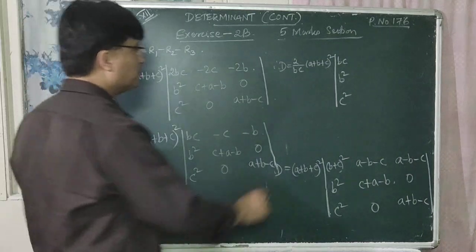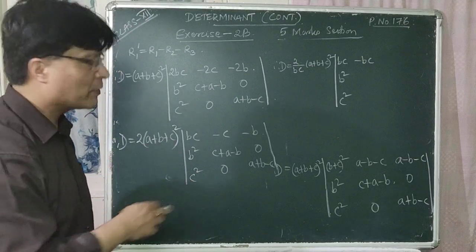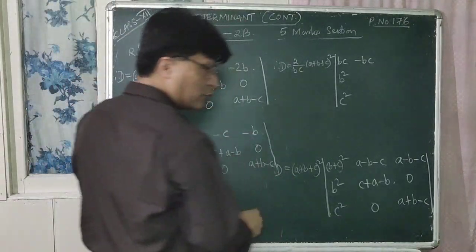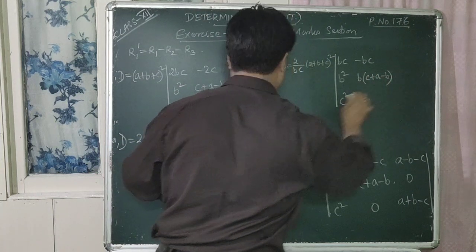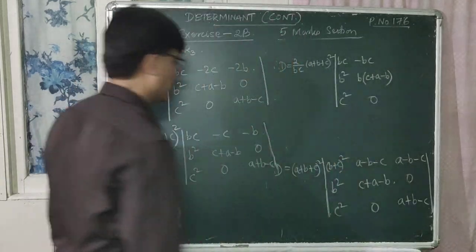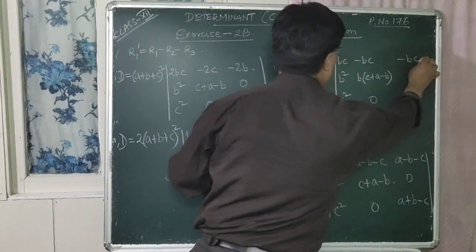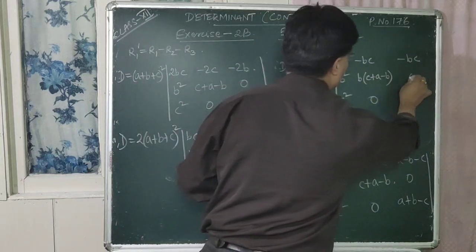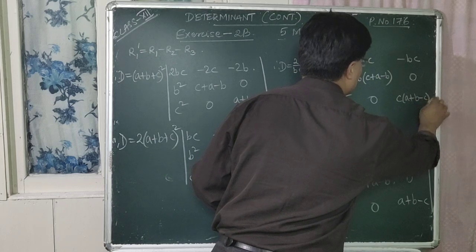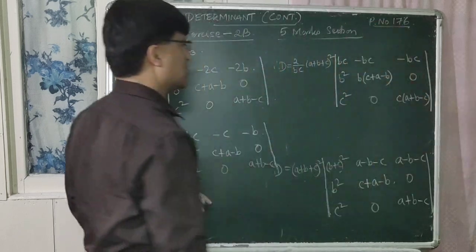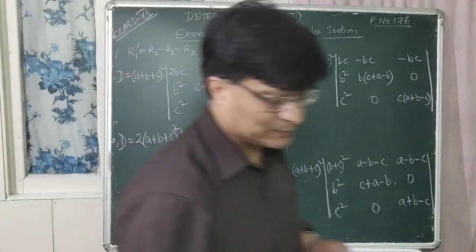What is the third column now? Multiply by b for the second column. For the second column, it should be multiplied by b again, b into c plus a minus b, then b into 0, 0. Now the third column should be multiplied by what? c. So what do we get? Minus bc, it is multiplied by c, c into 0, 0. It should be multiplied by c, that is c into a plus b minus c. Then the determinant sign is closed. Is it understood now? So you can copy it.